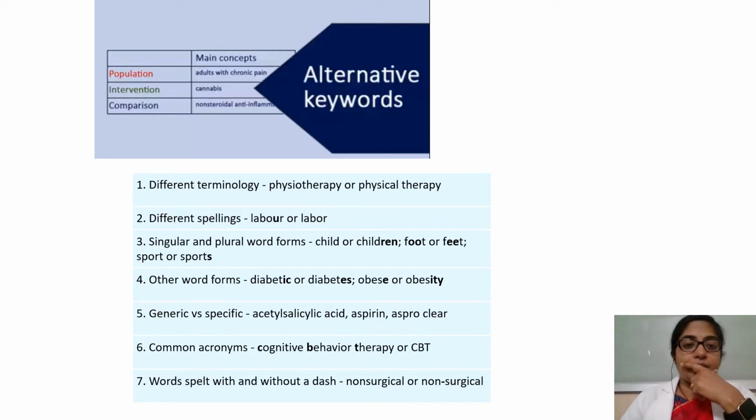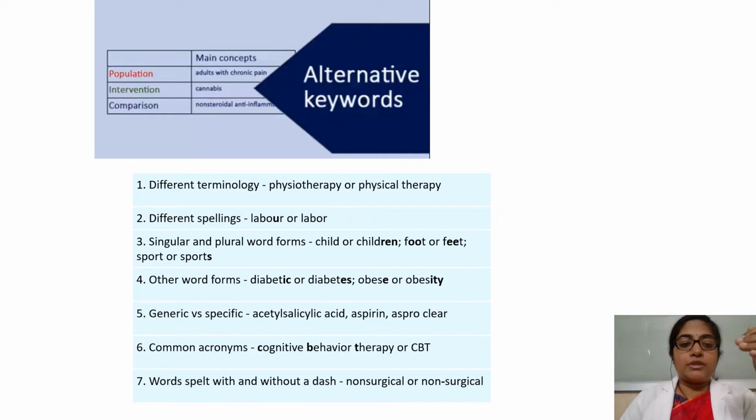So let us see an example here. Different terminologies, like physiotherapy or physical therapy; different spellings, like labor or labour; singular and plural word forms, that is child or children, foot, feet; sports, sport. Other word forms like diabetic or diabetes, obese or obesity. Now, as you can notice here, we are trying to include all the studies that are there in this database. But for that, we need to be very, very specific that we have a good search strategy. So that is why we are dealing in detail with the alternative keywords.